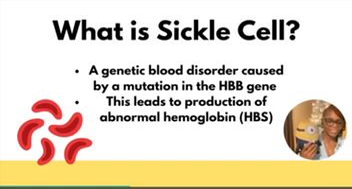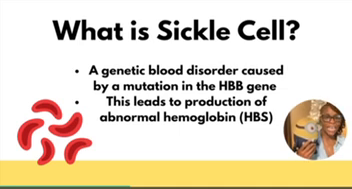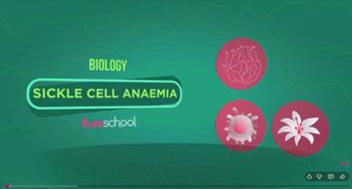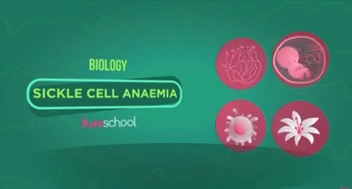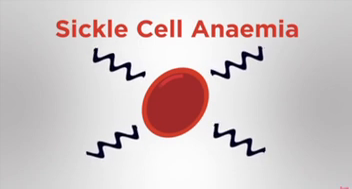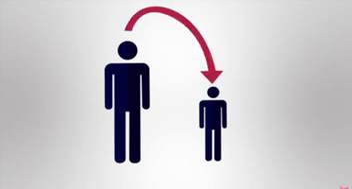What is sickle cell? A genetic blood disorder caused by a mutation in the HBB gene. This leads to the production of abnormal hemoglobin, which is HbS. Sickle cell anemia is an inherited disorder that affects the red blood cells. Because it is inherited, it means that it can be passed from parent to child.